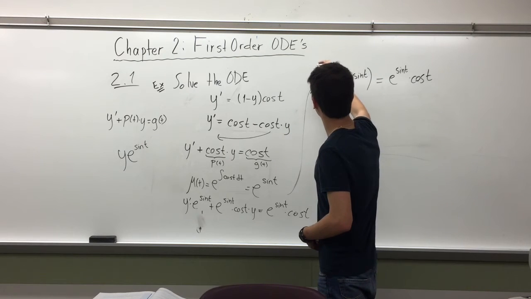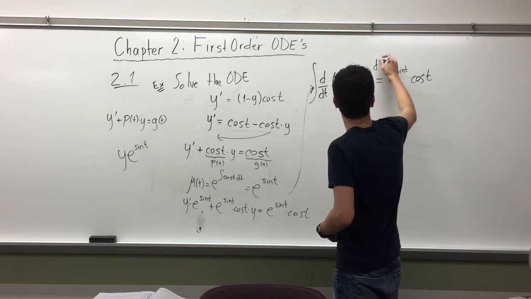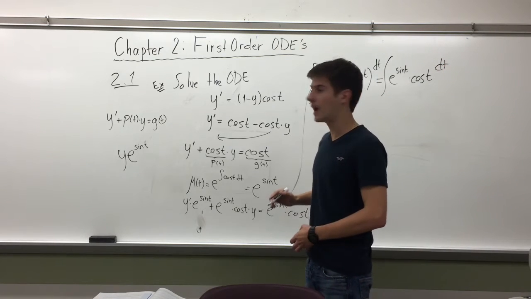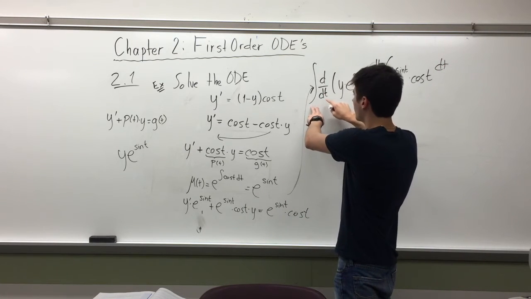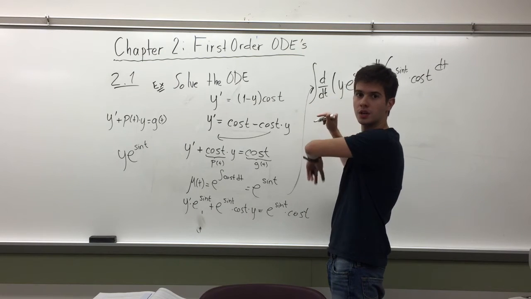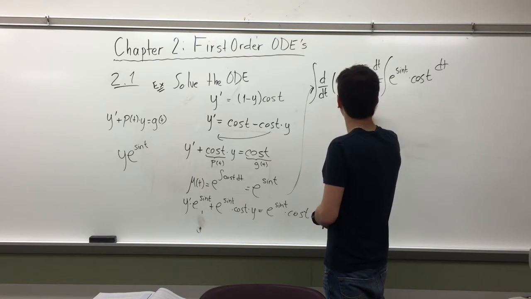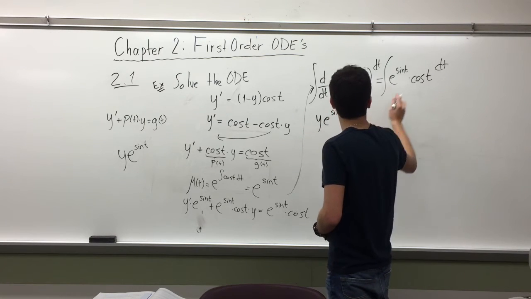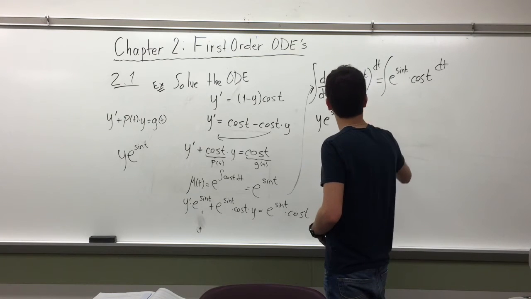All right? And since we want to solve for y, what do we do now? Well, we integrate both sides. So we take the integral with respect to t on both sides. And since integration and differentiation undo each other, all we're left with is our argument. So y times e to the sine of t is going to be equal to this integral right here.